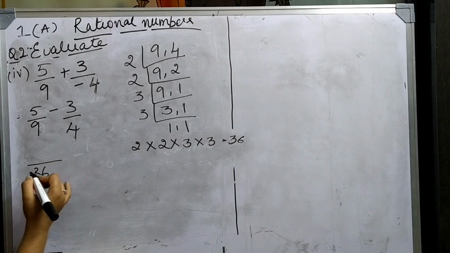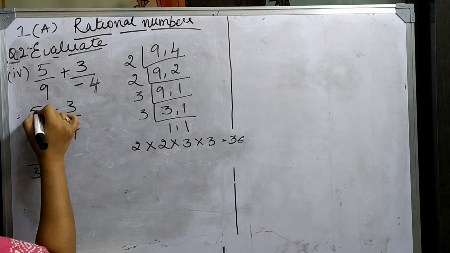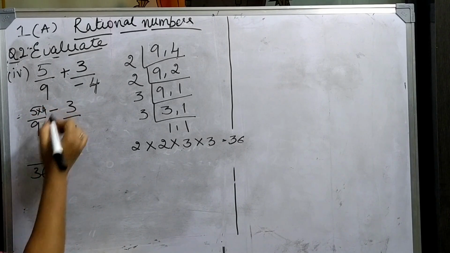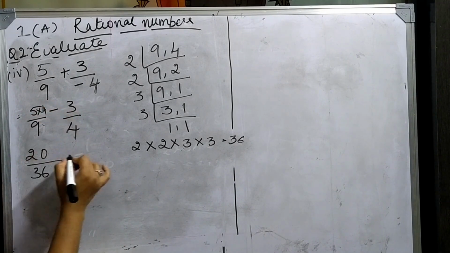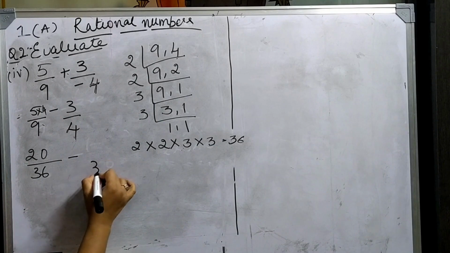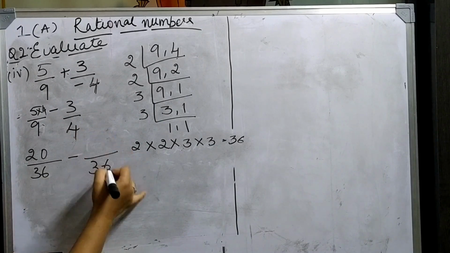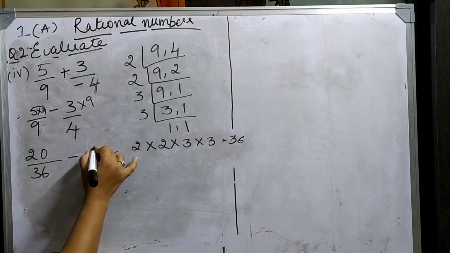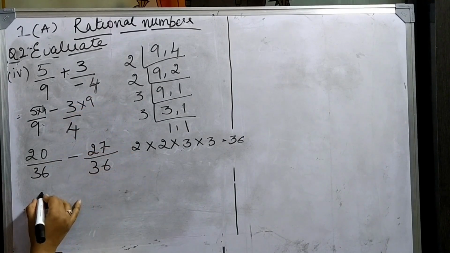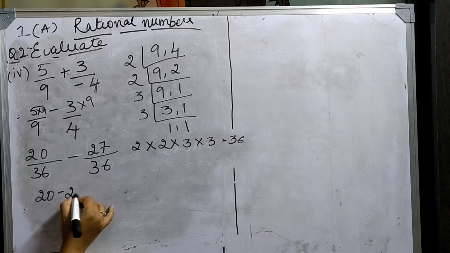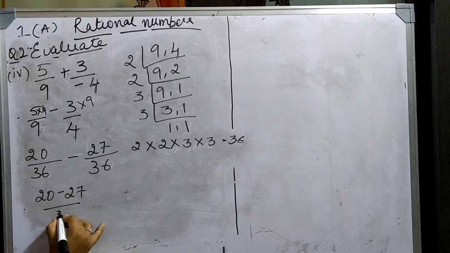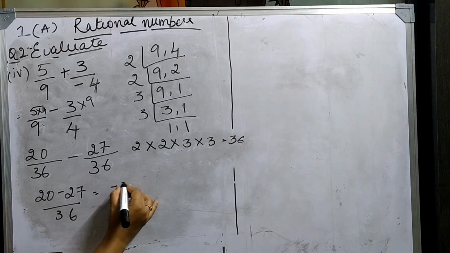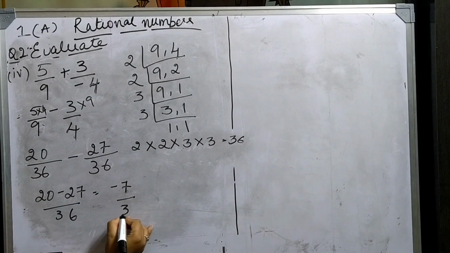When you divide 9 by 36, it is 9 4s are 36, so it is 5 4s are 20 minus 36. 36 divided by 4 is 9 into 9. 9 3s are 27. So it is 20 minus 27 divided by 36, which will be minus 7 by 36.